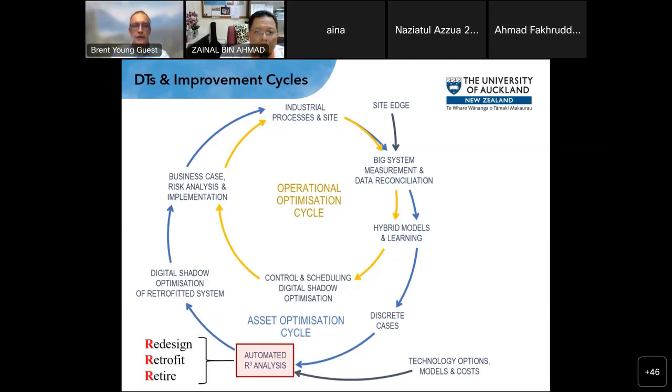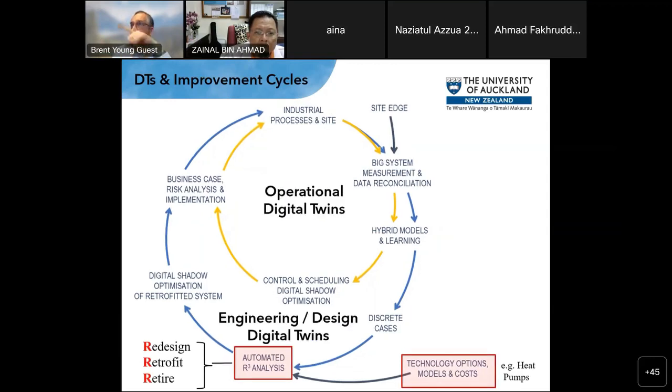It's the retrofit, design or retire, making decisions using digital twins to help us make decisions in that area. Might be looking at technology options and modeling that and looking at the costs, again, at that high level. Or we could be getting inside these circles and actually looking at operational digital twins, as well as these engineering design digital twins. And so this is the space that we are playing in with digital twins. Just about most of the important spaces, if you think about it, in process systems engineering.